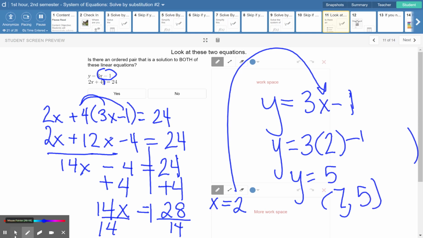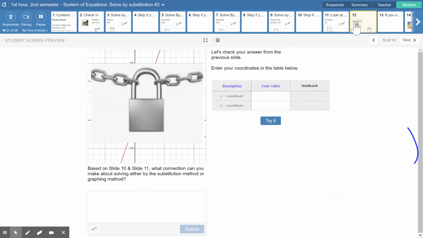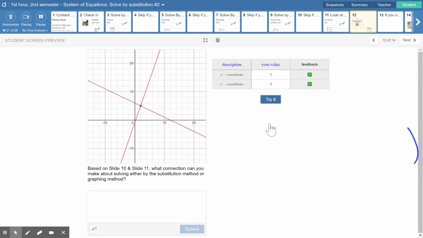So this is a one solution. It's 2, 5. Now on the next slide, notice that there's a graph behind there. So let's plug in the 2 and the 5. And we learn that it is correct. So slide 11 and slide 12 was just trying to make the connection that an ordered pair for substitution is an ordered pair if we were to graph it. These two lines intersect at 2, 5.